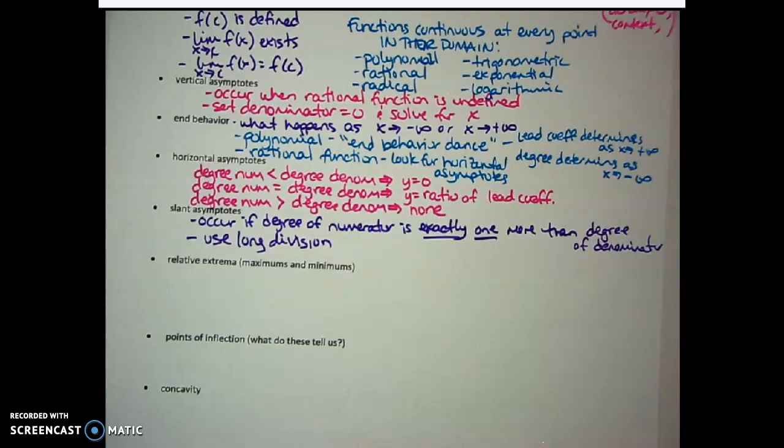Relative extrema. How do you find those maximums and minimums? These last 3 are the ones that are most recent. We've just learned these. Everything up above we've either learned in Algebra 2 or in the beginning of calculus. So how do you find the relative extrema? We're going to use the first derivative test. So now we just need to write down the steps of the first derivative test.